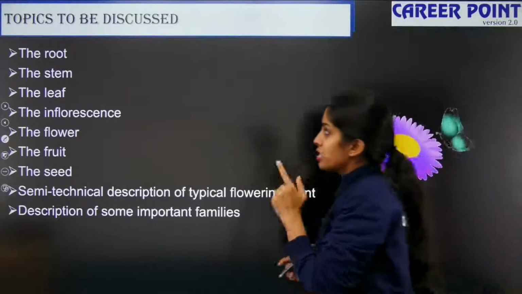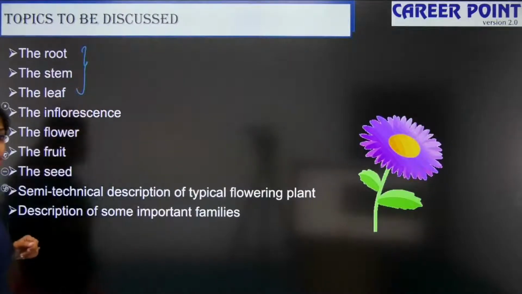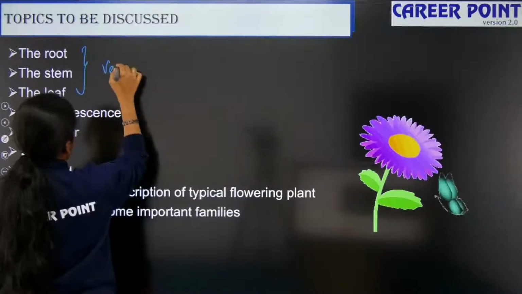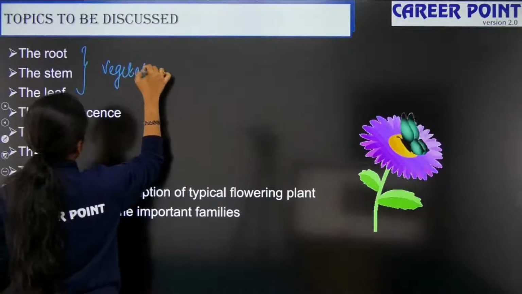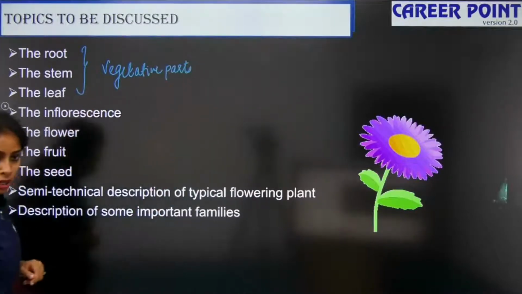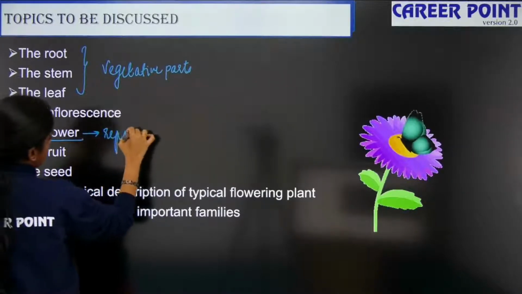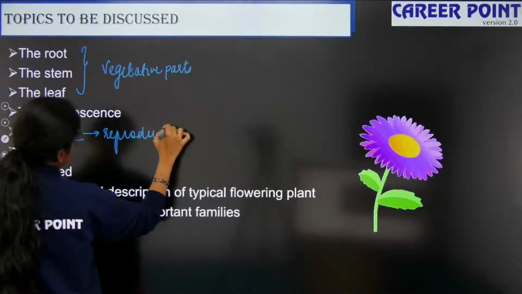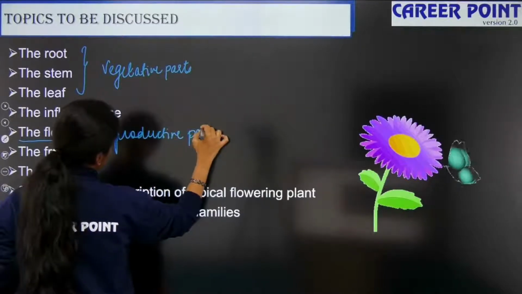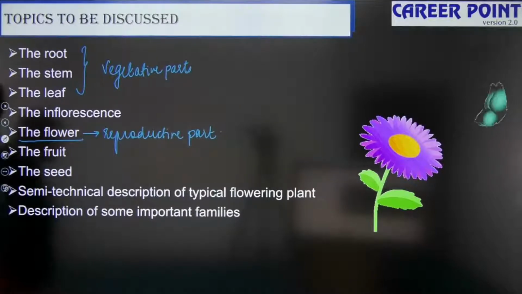The first three parts, that is the root, stem and the leaf, are the vegetative parts of the plant. And the flower is the reproductive part. Done. So this is what I first described in this chapter.